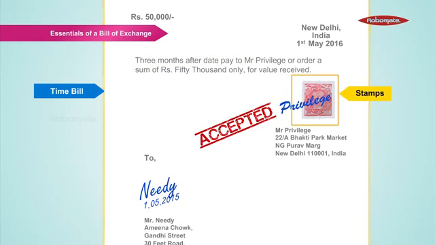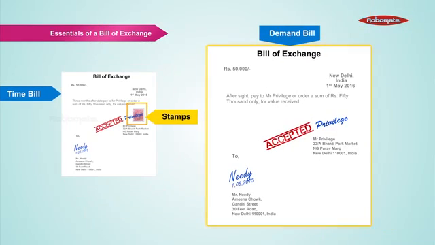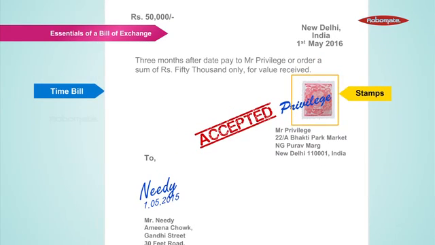Stamps. In a time bill, a stamp has to be affixed. No stamp is needed in a demand bill, as the drawer and the drawee are not certain regarding the payment date. The value of the stamp depends upon the amount of the bill as fixed by the government. The rate of the stamp varies according to the value of the bill.